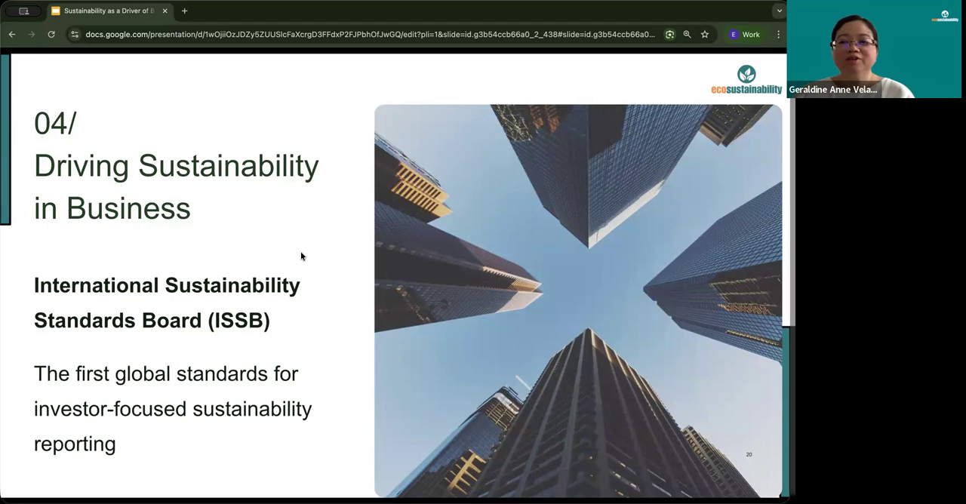ISSB published its first standards, the IFRS S1 and S2, in June 2023. So this is all fairly recent. The first global standards for investor-focused sustainability reporting.